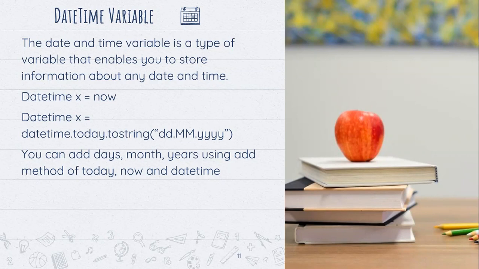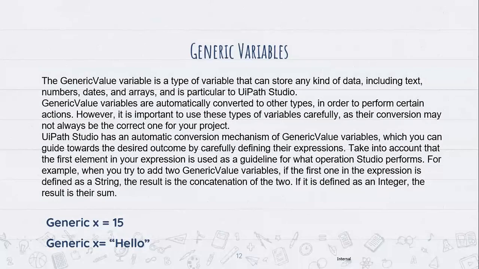So cool, we can build it later, but right now, the last variable type which we have in UiPath is a generic variable. Suppose you are getting information from a user, and you don't know whether the information will be a number, a string, or anything else.